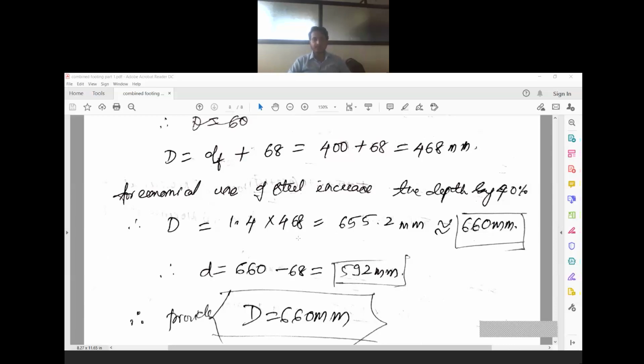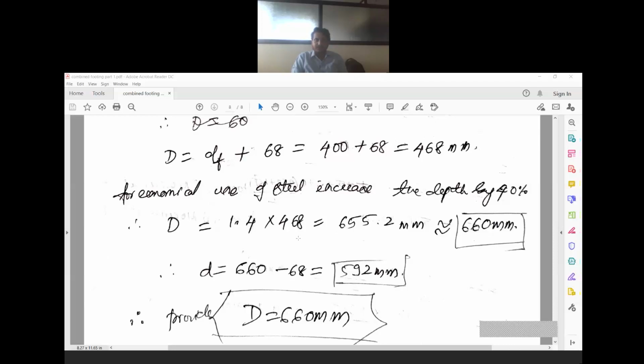If the depth of the foundation is less than required, and we provide the same depth itself, then I will require more steel. See, comparatively, cost of steel is more than cost of concrete. So if I increase the depth of the foundation, I will be able to decrease the quantity of steel required for the foundation. So for economical use of steel, increase the depth of the foundation by 40%.